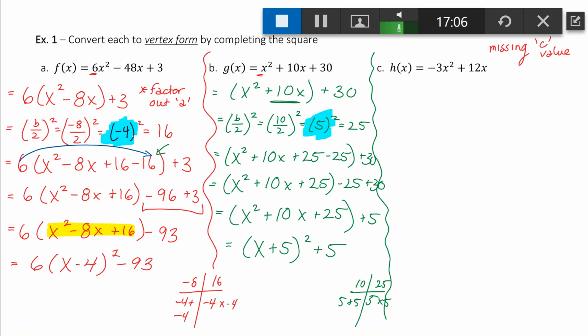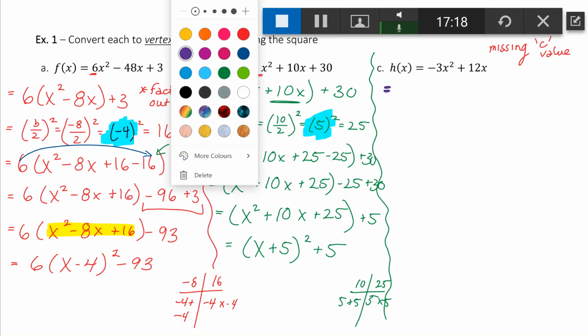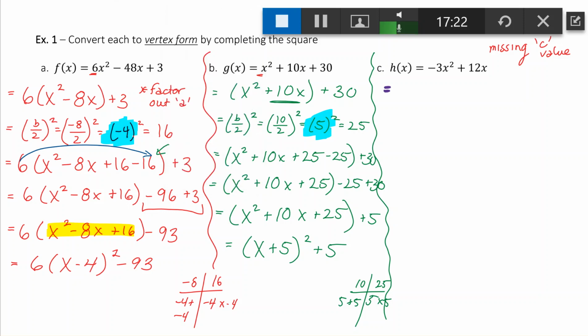The last one we have here is a little bit different in the sense that there's no c value. It doesn't change the process. Every step is the exact same. You're actually just going to have to do a little bit less. So here, you're going to want to essentially factor out that a value, which is negative 3. That leaves you with x squared minus 4x.